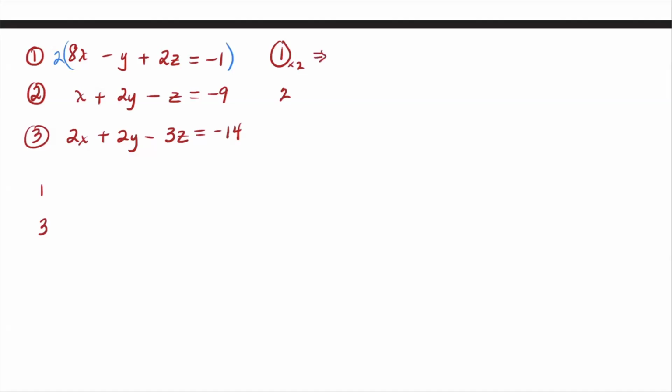And so my new resulting equation is going to be 2 times 8x is 16x. 2 times -y is -2y. 2 times 2z is 4z. And then 2 times -1 is -2. I multiply that equation by 2. My equation 2, I don't have to change at all. I'm going to keep it as x plus 2y minus z equals -9.